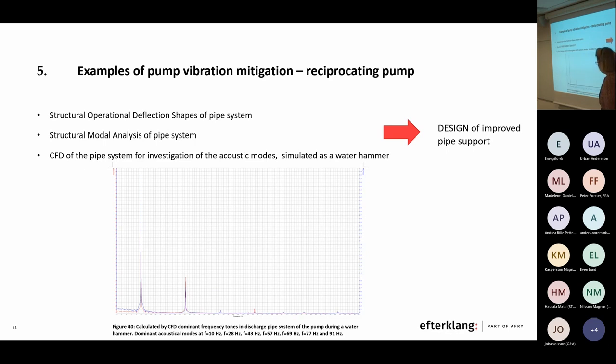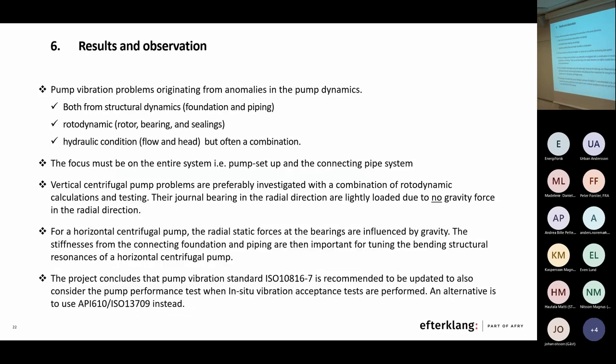And they will come with results like this and tell you where the acoustic resonances are located, and then you can compare them with your ODS, because it doesn't work to just add a reinforcement for the pipe system, a different hanger, if it's an acoustical mode. Then you need to think about something else, maybe change the bends or an elevation, etc. So then you can design and improve your pipe support to hopefully get a better pipe system which does not interact with the resonance.